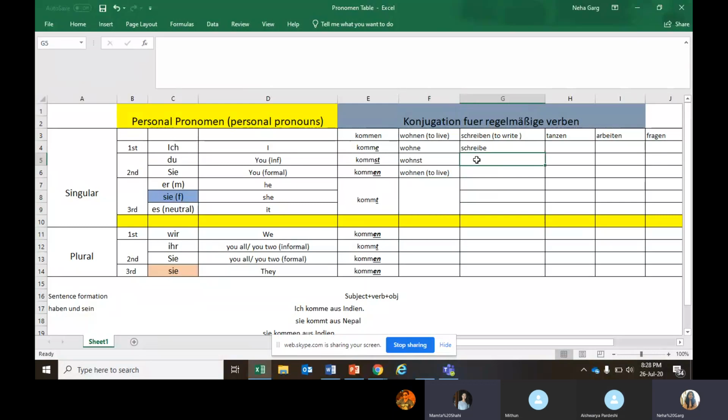So here, similarly for schreiben, what would be the conjugation for du? Schreib and then st. Ashwini, schreibe is for ich. Okay, for du it is st. Du is an informal way. Schreiben, right?